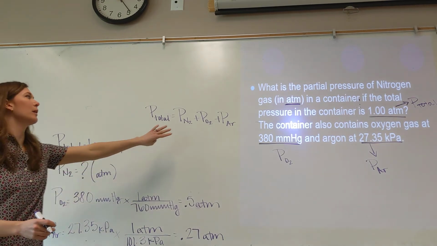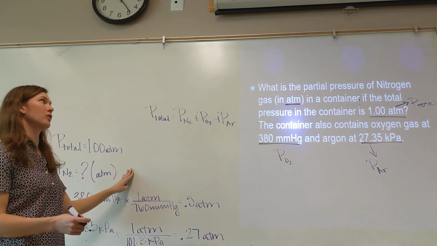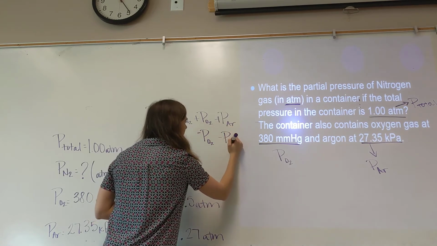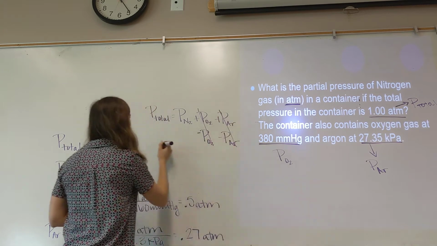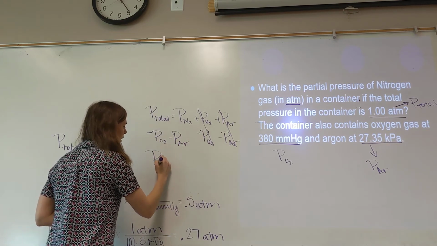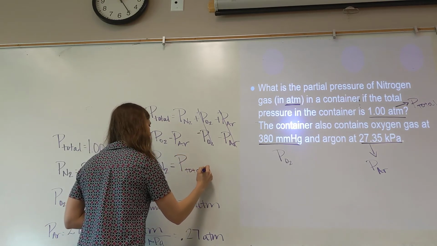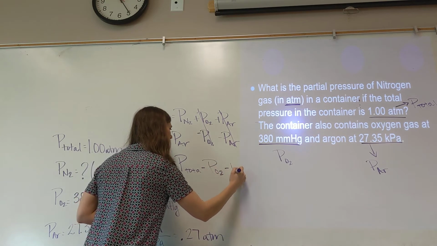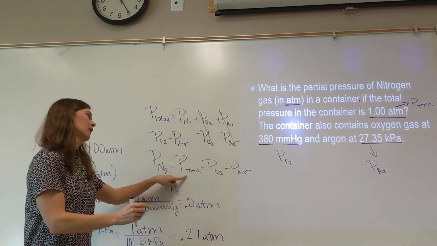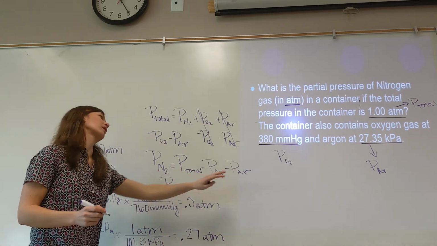Just like the last problem, I don't want to plug straight into my equation, but I instead want to rearrange it so that I have nitrogen by itself, because that's what I'm solving for. So I'm going to subtract from both sides, and get my formula so that I have P nitrogen by itself. And now my equation looks like this. I can go ahead and plug everything in. P total minus PO2 minus PAR, or P argon.